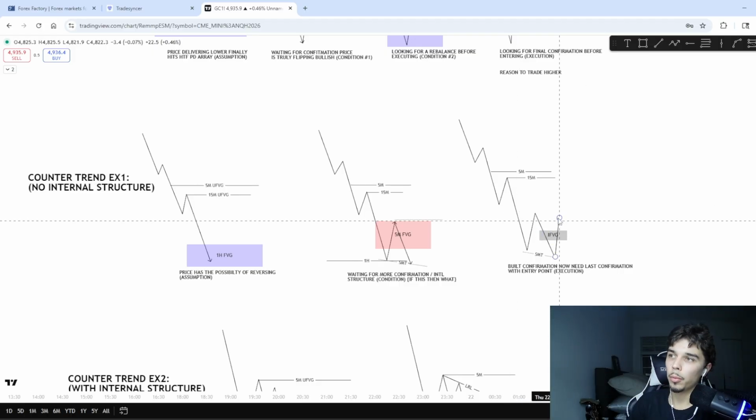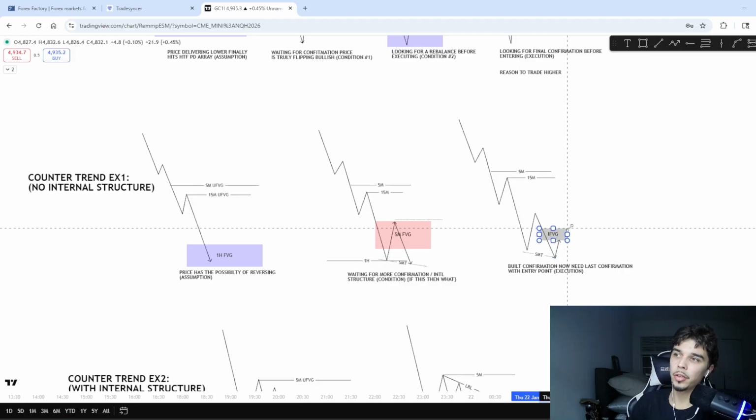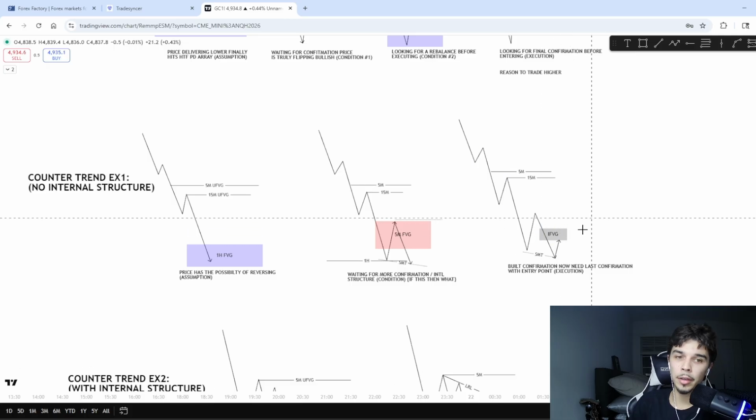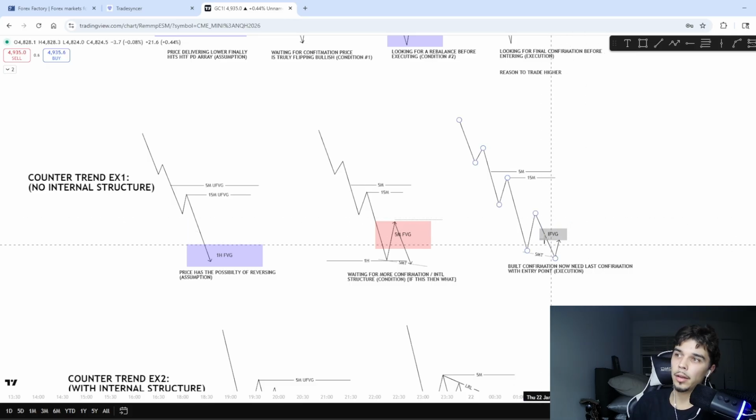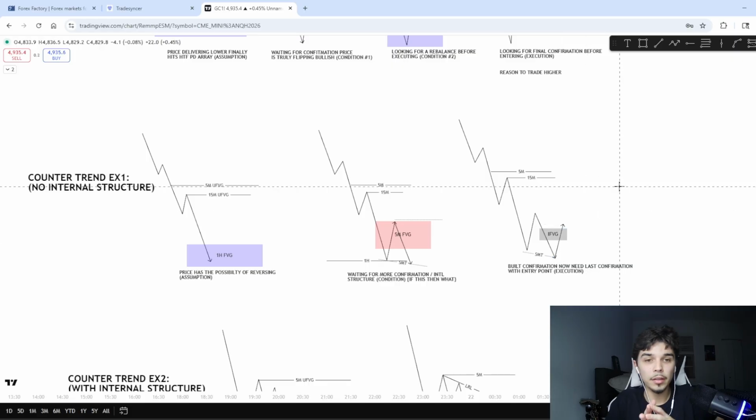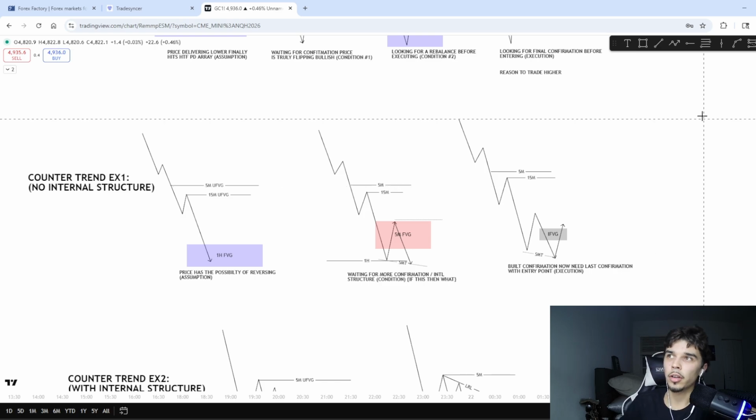So now all I'm waiting for, let's say price is right here. We create a 3 minute bearish gap. So now this execution point becomes my last condition, okay? We built internal structure. We built narrative around this trade, right? We have a trade idea, okay? Now we're just waiting for this execution point, okay? So this last IFEG now becomes my condition. Our conditions are constantly changing.